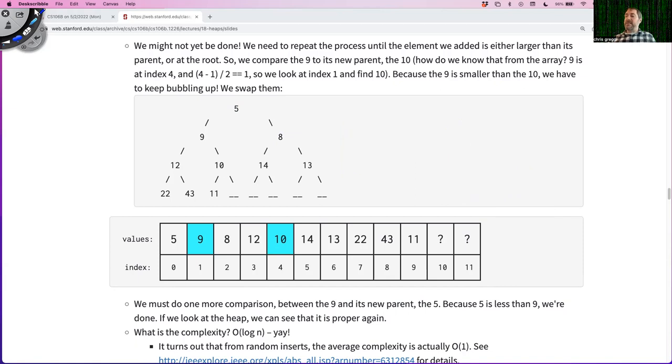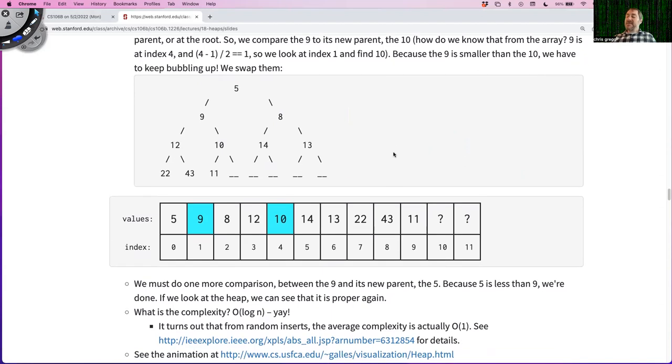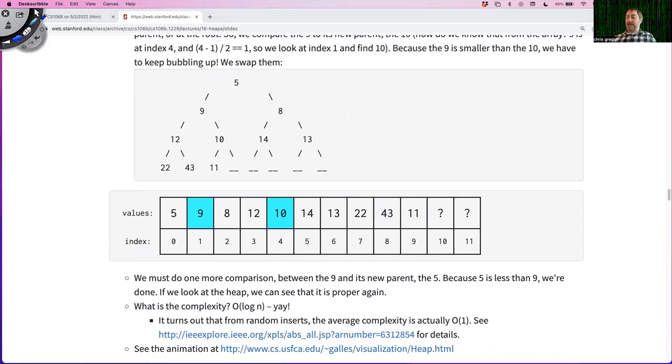Okay. That's the way we've done this bubbling up. Now, this is beyond the scope of the class, but it turns out that if you randomly insert elements into any tree, let's say you have a whole bunch of random numbers and you randomly insert them into the heap, the average complexity is not log n, the average complexity is actually order one, which is even better, but a little more nuanced about that argument. Go look at this paper that you can get. If you're logged into Stanford, you can go get this paper for free and read it if you want.